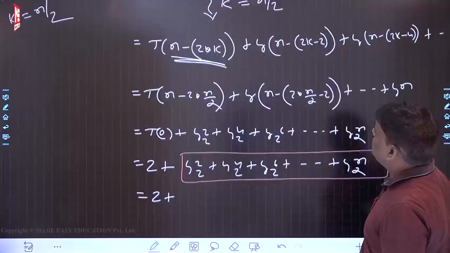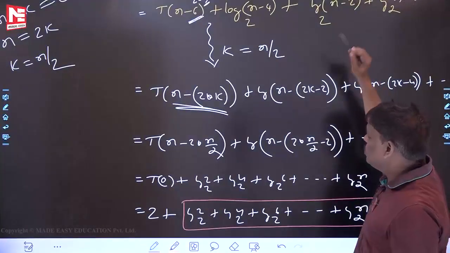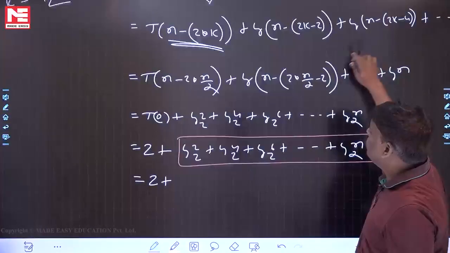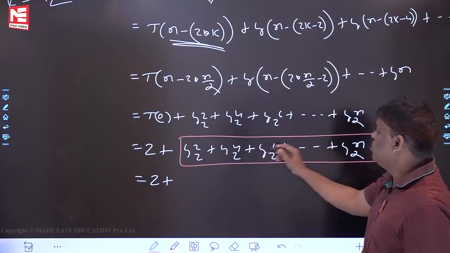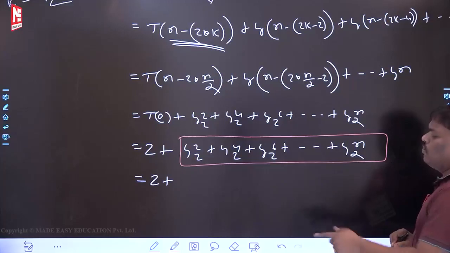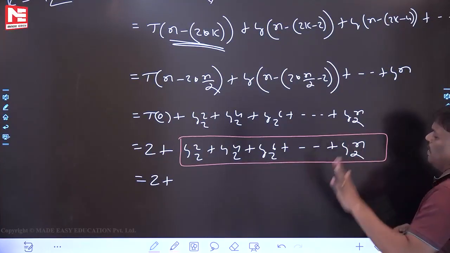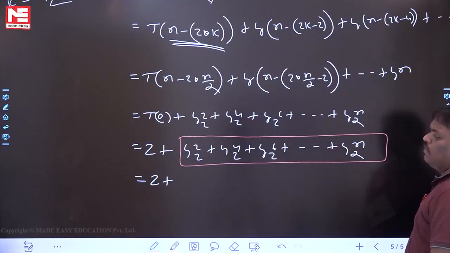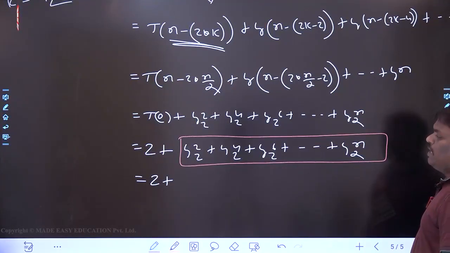Just do 3 times. 3 times you have done. Afterwards, go k times. Find the k value. Substitute the k value. You got this series: log 2 base 2, log 4 base 2, log 6 and so on, log n. All even numbers. Log 2, log 4, log 6, because 2 difference, all even numbers.